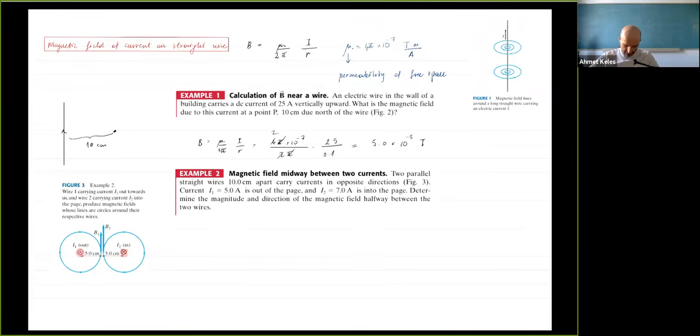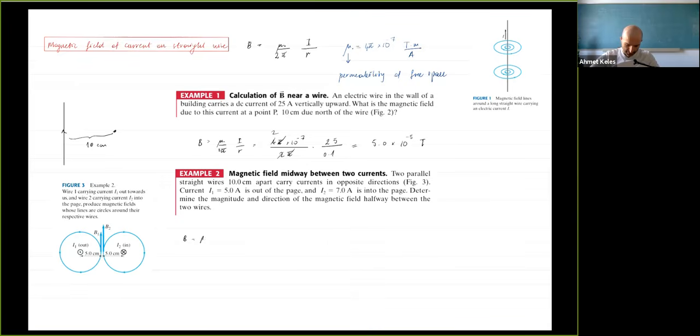Let me just go ahead and do this. This is just an application of the same equation. First, I can determine the directions. If I stick my thumb out and wrap my fingers, the B field of this wire is going to be in this direction. And if I stick my thumb into the page and wrap my fingers, the B field of the other one is in the same direction. So the total B is going to be the addition of the individual B's, since they are in the same direction.